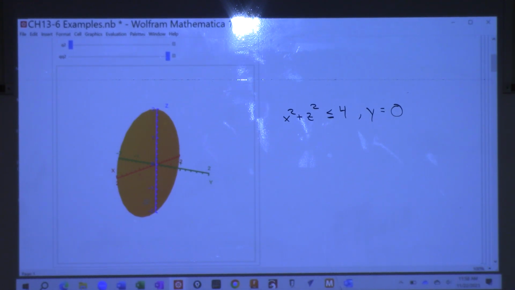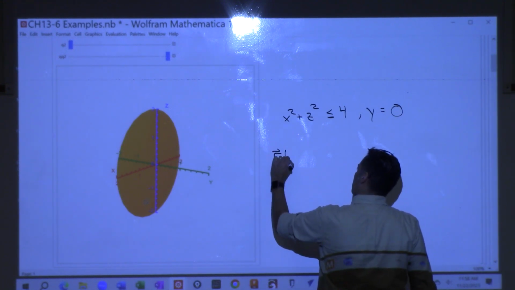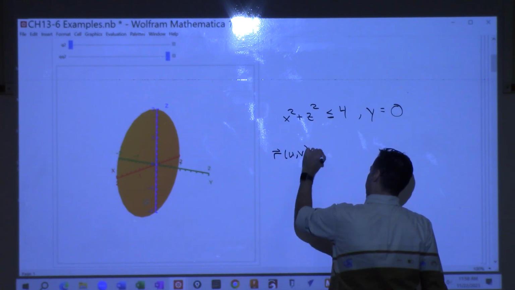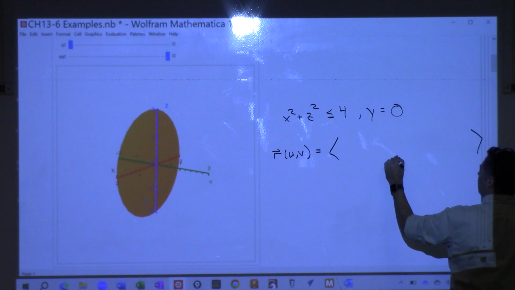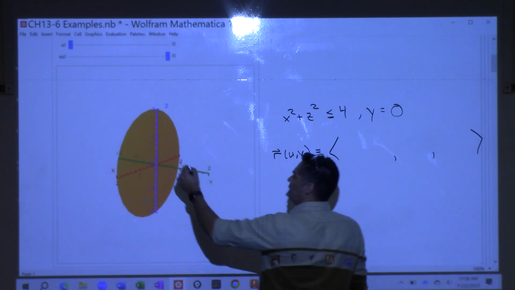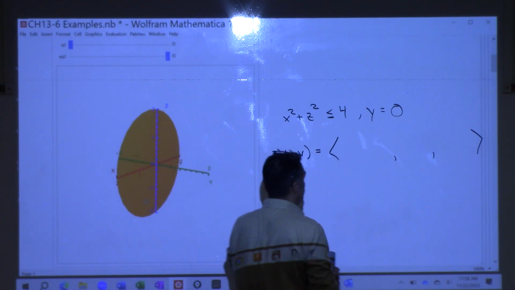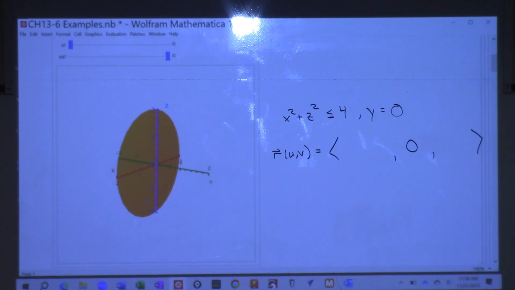Okay, I want us to come up with a vector function that draws this. So I want to come up with an r of u, v that will draw this. So let's talk about, is there anything about this vector function that you know for sure? For sure, no doubt. The y is 0, right? Any point that lives on this disk, the y is 0. That's never going to change.